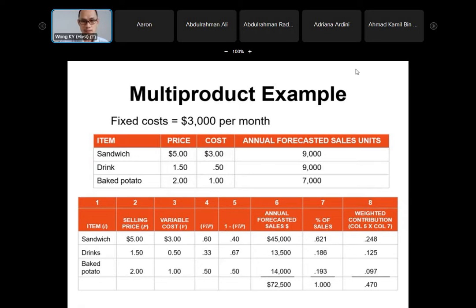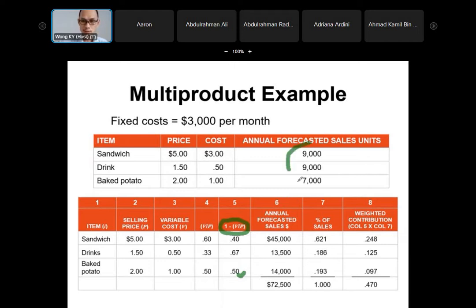After that, as I said, create another column, calculate 1 minus V divided by P. So 1 minus 0.6, you get 0.4. 1 minus 0.33, you get 0.67. 1 minus 0.5, you get 0.5. And then create another column, calculate the annual forecast sales in dollars.